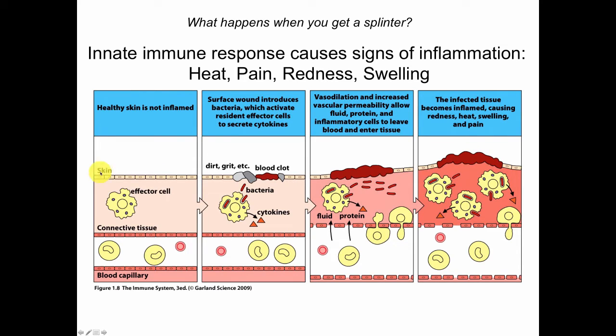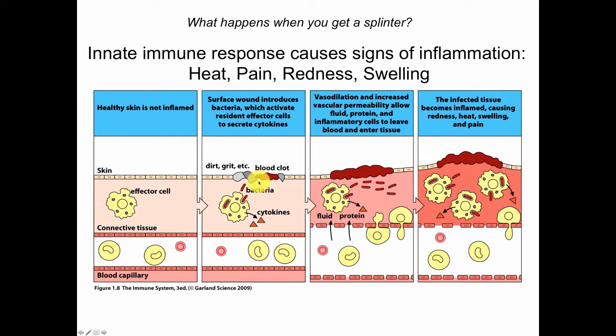And so here you have the healthy skin where before you got the splinter, the barrier tissue, the epithelial cells of the skin are intact. You have resident effector cells, in this case a macrophage that's just underneath the skin that's not activated but is constitutively present and will alert the rest of the body in response to damage and infection at that skin site. And so here, this is what happens when you get the splinter. It breaks the skin integrity.